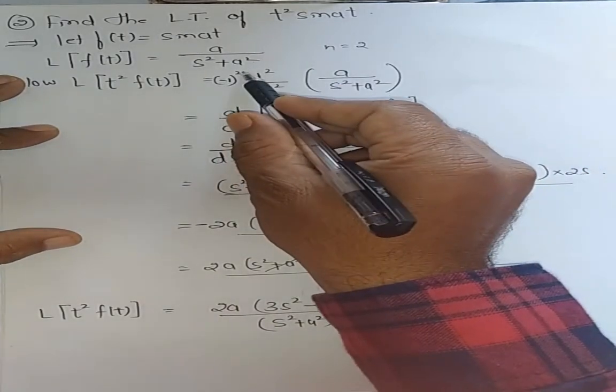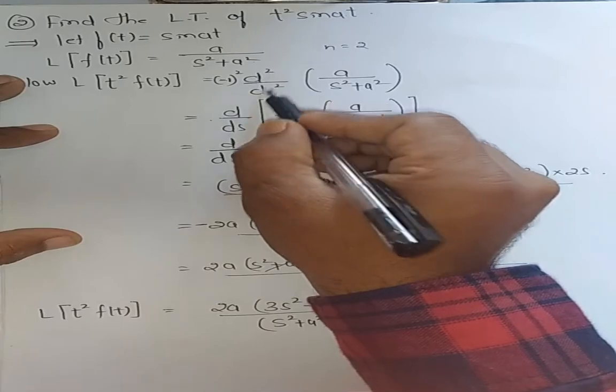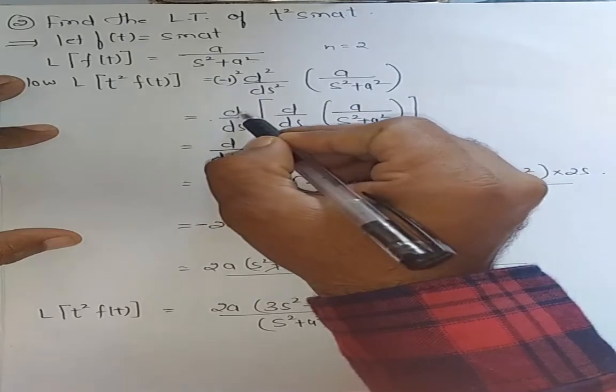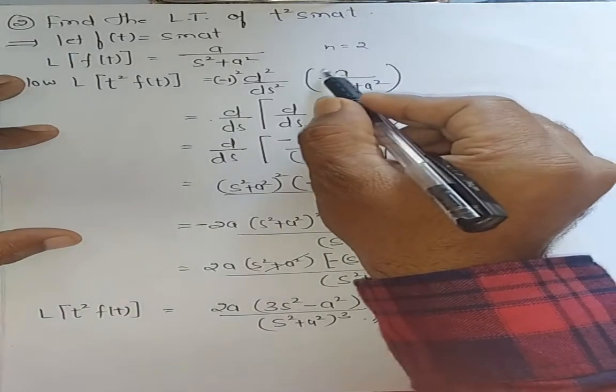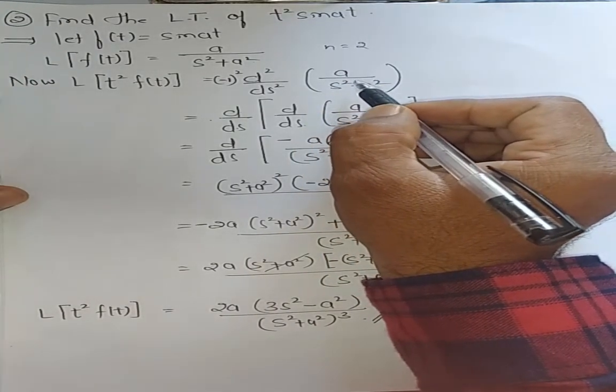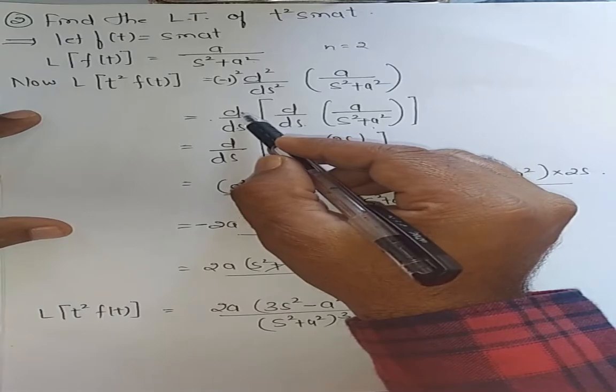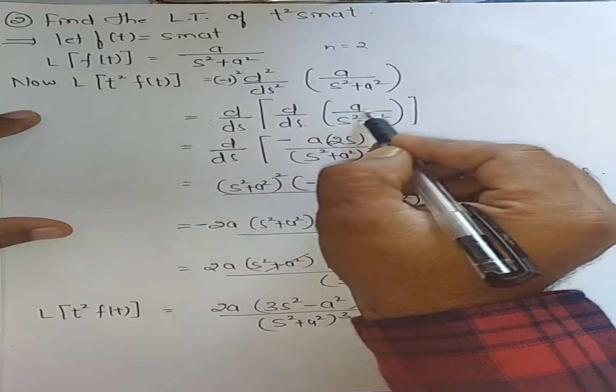Okay, so (s² + a²) becomes a plus d²/ds², that can be split as d/ds of d/ds of this term. So that means you have to differentiate this term two times. First time you have to differentiate like this: d/ds as it is, differentiate this one.